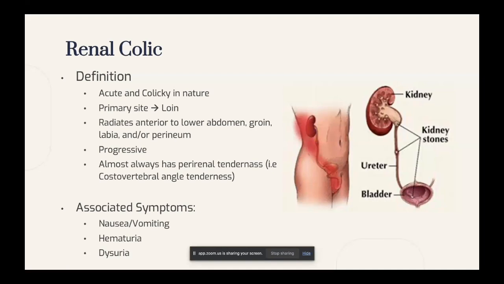Associated symptoms include nausea and vomiting, hematuria, and dysuria. These usually vary depending on the etiology of the renal colic. Commonly, though, it presents almost always together.